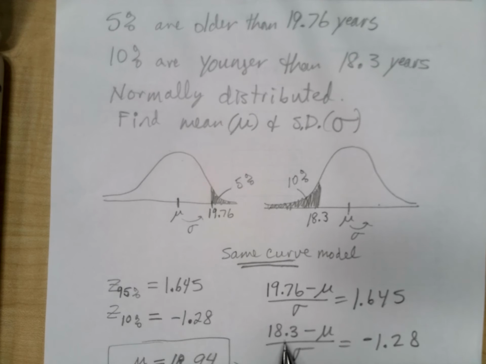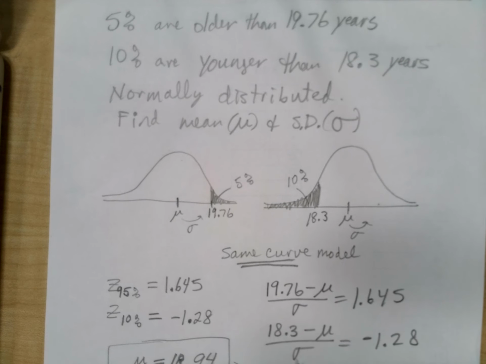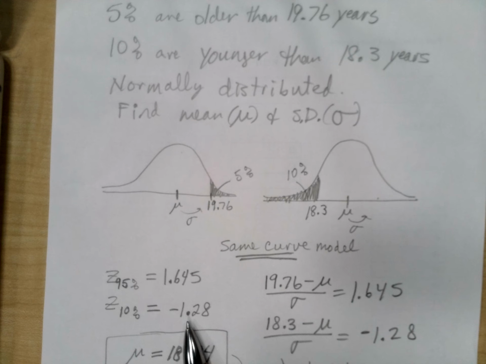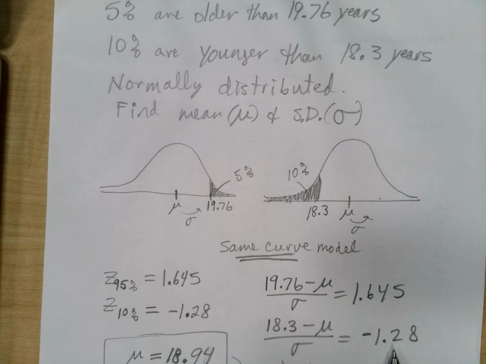So put the numbers in, 18.3 for your cutoff. I don't know the mean and standard deviation, but I do know my z-score is a negative 1.28. So I plug that in. Now you've got two equations with two unknowns. You can use your algebra skills and solve that system of equations. You can do substitution, you could use the function on your calculator, or you could do elimination if you wanted to.